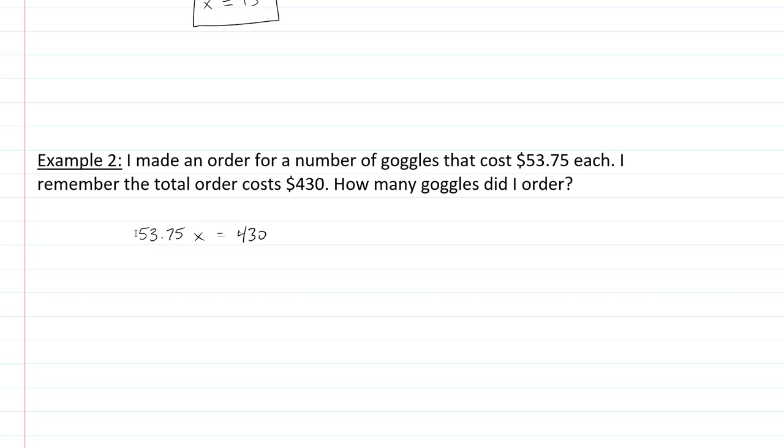The way I'm going to solve this is by dividing both sides by 53.75. So that these cancel, and I'm left with x. And 430 divided by 53.75 ends up being 8. So x is 8 pairs of goggles.